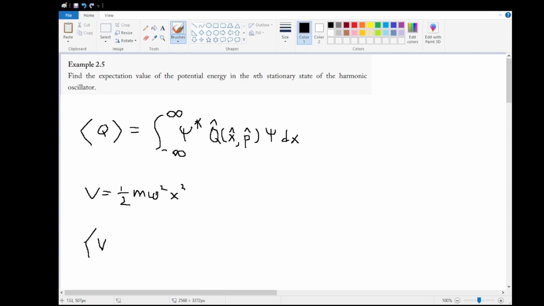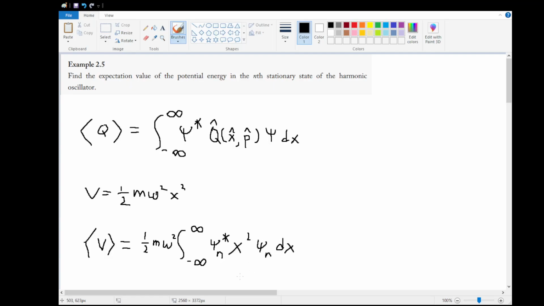so the expectation value of V for a harmonic oscillator is going to be equal to the integral from negative infinity to positive infinity, and they're specifically asking for the nth stationary state, so we're going to put psi n star times, and actually, you know what, we're going to move the 1/2 m omega squared outside of our integral because those are just constants, so 1/2 m omega squared, and then we have x squared times psi n dx.